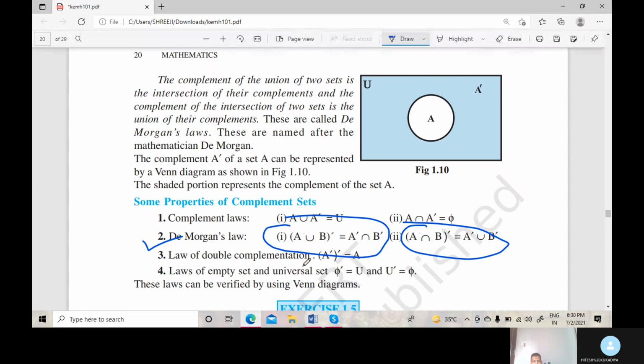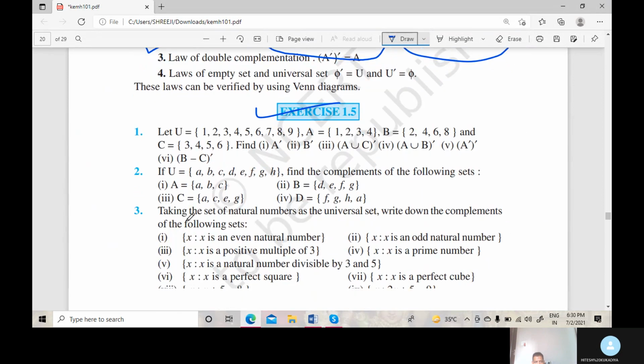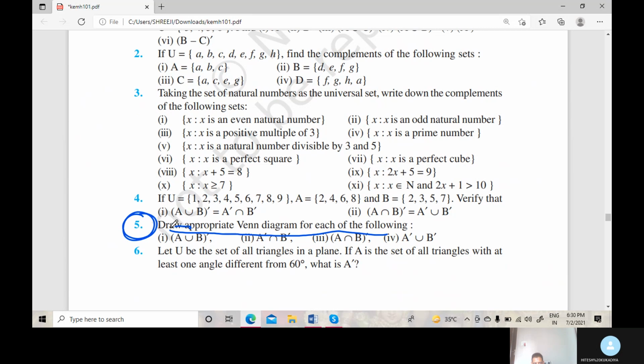Now look, this is our question also, I think. Look, exercise number 1.5, question number 5. Draw appropriate Venn diagram for each of the following. Now look at the first and second questions. A union B whole dash equal to A dash intersection B dash.